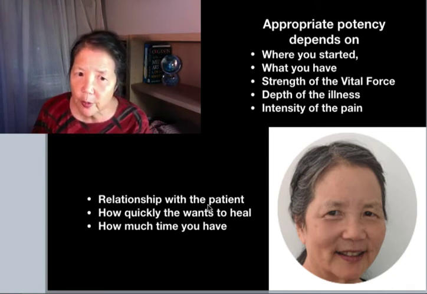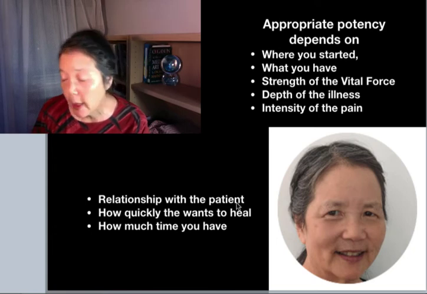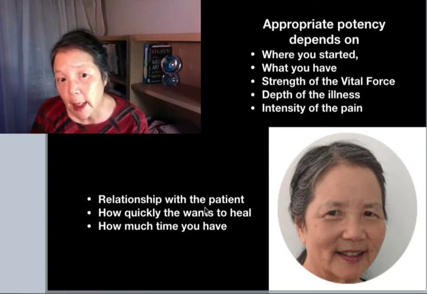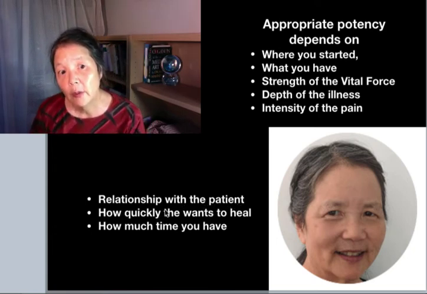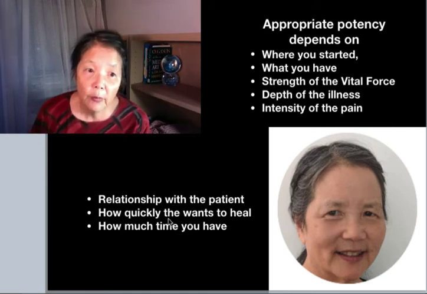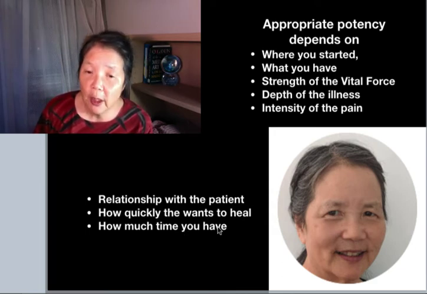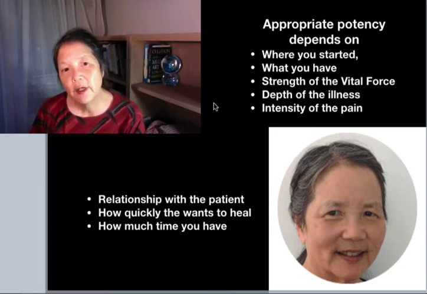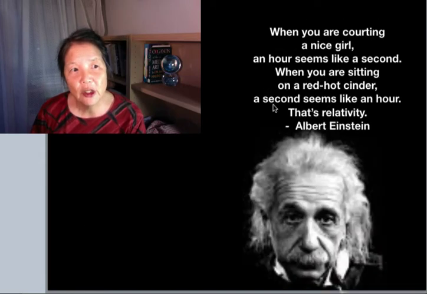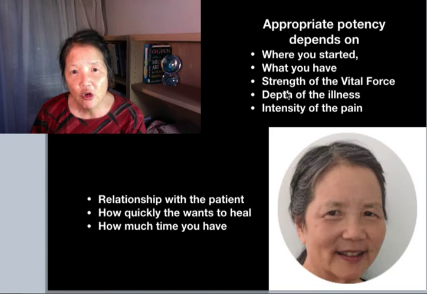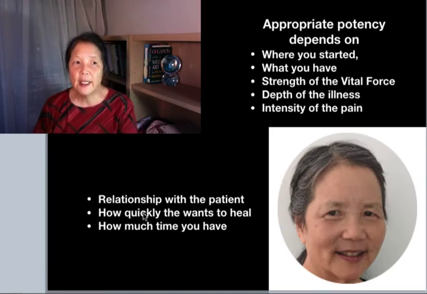Another issue is, what is your relationship with the patient? Can this patient take any aggravation at all? Are they too weak or too easily offended? Okay, how quickly does the patient want to heal? And how much time do you have? Now, these are all the situation. This is the situation here. So the choice is all dependent on all kinds of factors.